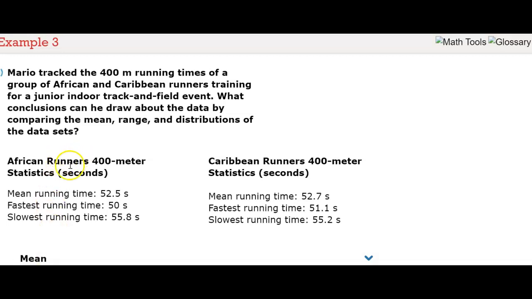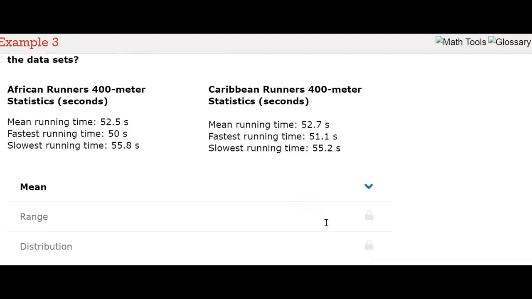African runners, 400-meter statistics in seconds. Mean running time, 52 and 5/10 seconds. Fastest running time, 50 seconds. Slowest running time, 55 and 8/10 seconds. Then you have the Caribbean runners' 400 meter statistics. The mean running time is 52 and 7/10 seconds. Fastest running time is 51 and 1/10 seconds. Slowest running time is 55 and 2/10 seconds.